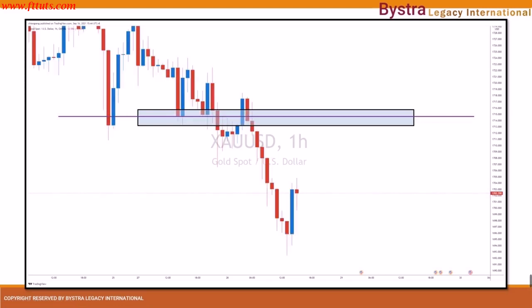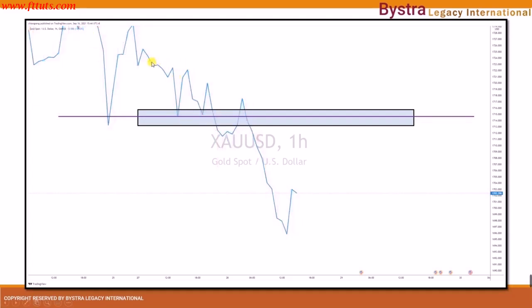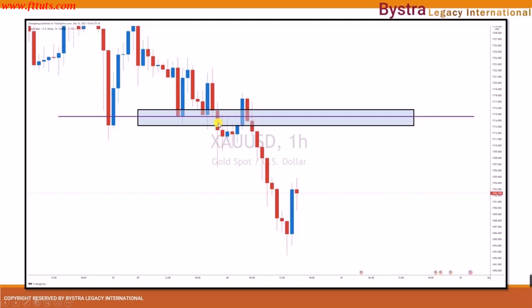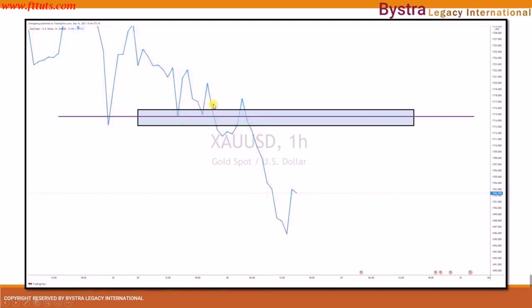So, example here, let me show you some examples. This is a drop base drop. So this is a good support. This is a drop base drop. Okay, back to this candlestick, back to the line chart.